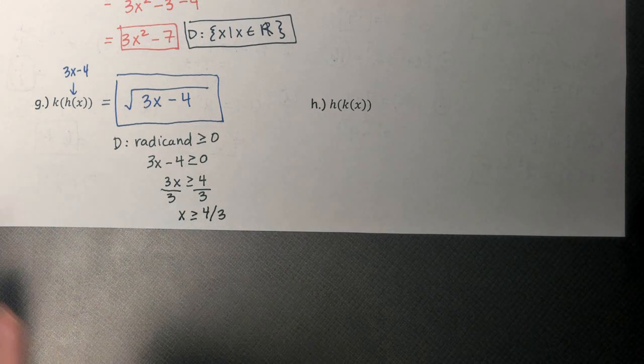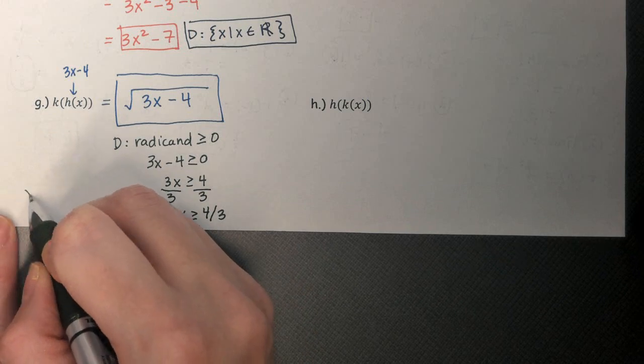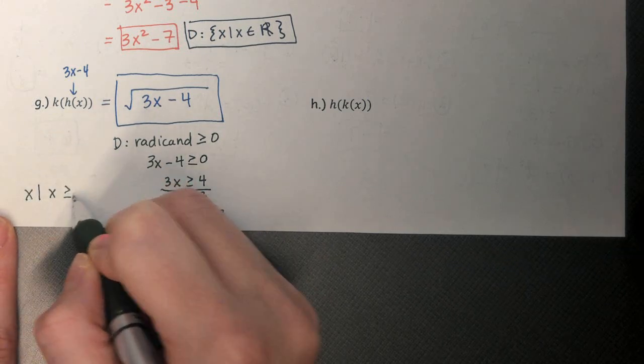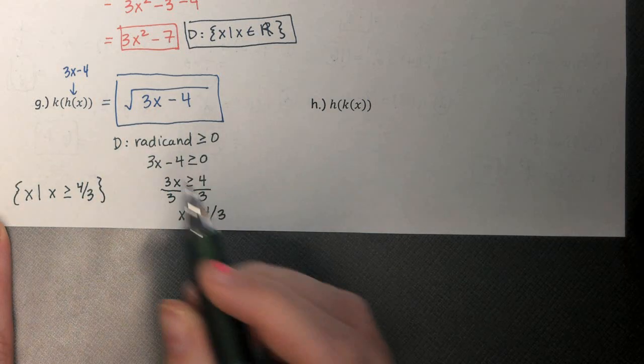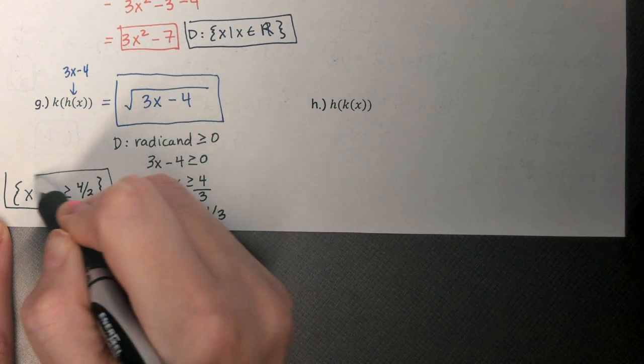Now, to put that in your domain, all you say is x such that x is greater than or equal to 4/3. Put your fancy brackets on. That's your domain.